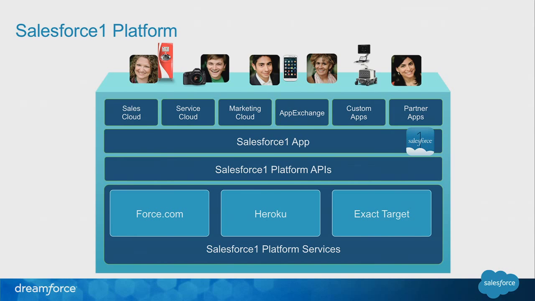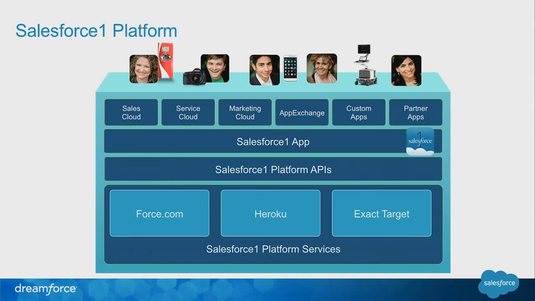Basically, there's a number of products. In the top tier, you have the Sales Cloud, Service Cloud, Marketing Cloud, App Exchange, Custom Apps, Partner Apps. Those are all basically kind of the software as a service offerings of the platform. So those require very little coding except for maybe the custom apps piece.